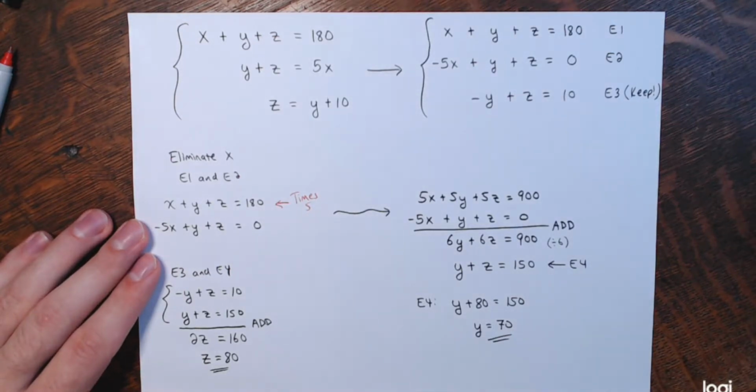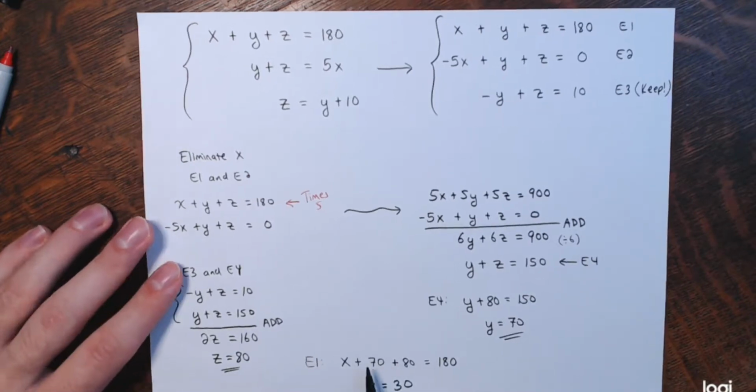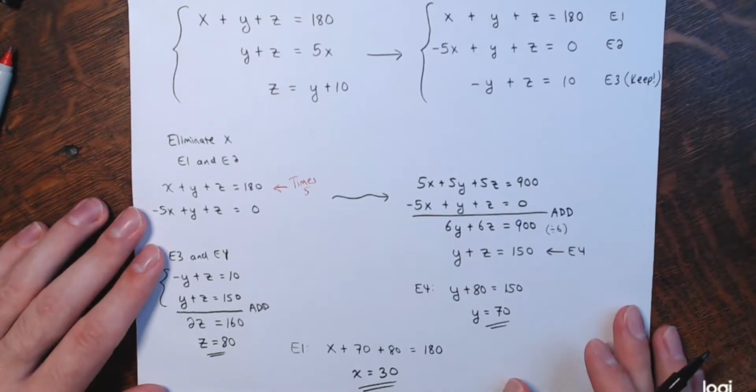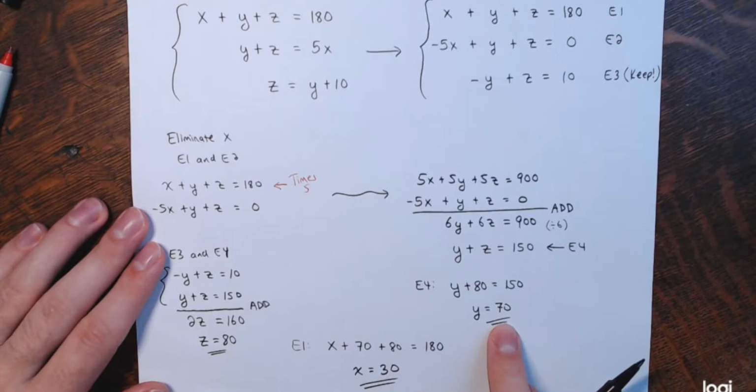And then I go back to any equation with x in it. So yet again, I'm just going to go back to equation 1. x plus y, so plus 70, plus z, plus 80 equals 180. Right, so x must be 30, because this is 150, and then I would subtract 150. So the first angle measures 30 degrees, the second angle measures 70, and the third angle measures 80.